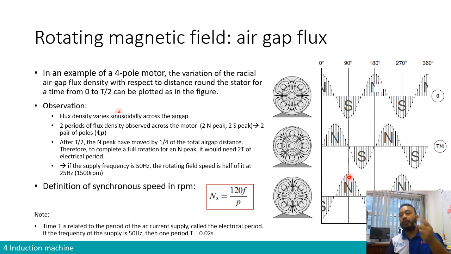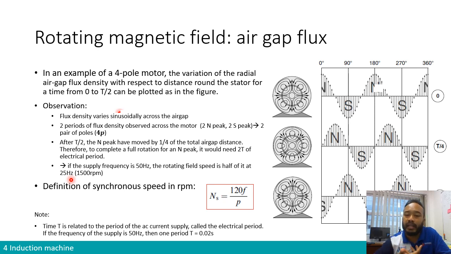So if we have 2 pair poles, it means the speed of rotation in mechanical is going to be divided by 2 in comparison to the speed of rotation of the electrical period. Okay, so it means that if the supply frequency is 50 hertz, then the rotating field speed is half of it, 25 hertz. So if the supply or electrical frequency is 50 hertz, then the mechanical frequency will be 25 hertz.